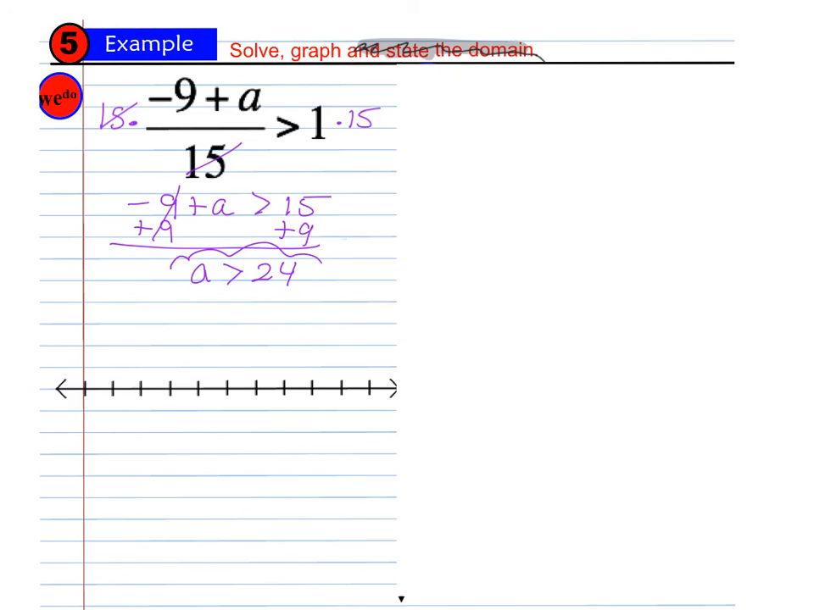Okay, this is my inequality answer. So I know that that inequality symbol is greater than. If it's greater than, that means it's going to be open circle and parentheses. There is no equals to it. It's just going to be open circle. So I'm going to have, let's just say, 0 here and 24 is somewhere right here. We're going to have an open circle at 24. All the numbers that are greater than 24 are to the right to positive infinity. And that's my graphical answer.